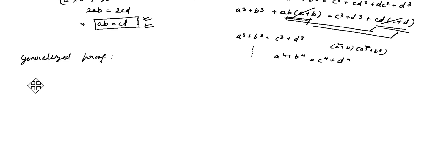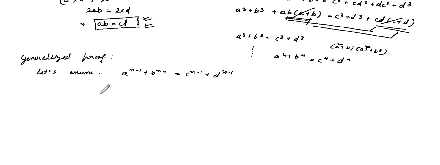So basically, the way we proved here a cube plus b cube is equal to c cube plus d cube, we can prove a to the power 4 plus b to the power 4 is equal to c to the power 4 plus d to the power 4 in the very same pattern. So let's assume that we already reached here, like a to the power n minus 1 plus b to the power n minus 1 is equal to c to the power n minus 1 plus d to the power n minus 1.